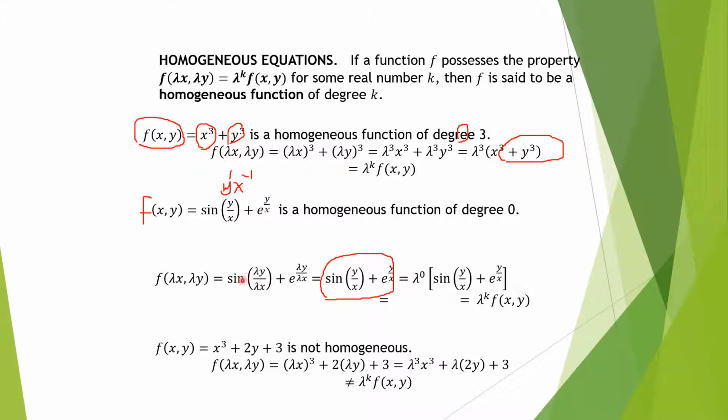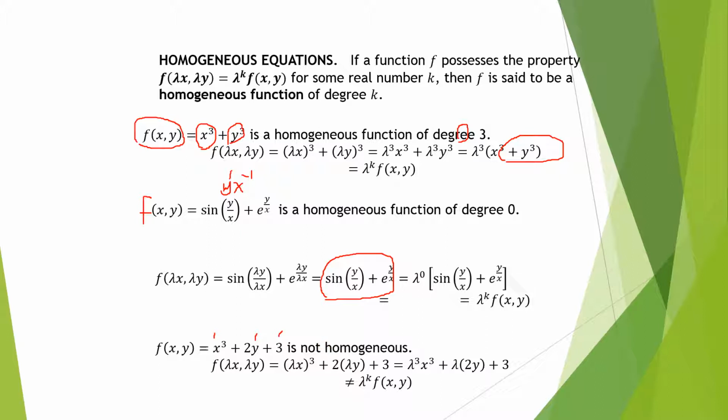Now what about this one? What's the degree of x cubed? The degree of x cubed is just 3 here. The degree of 2y is just 1. The degree of 3 is just 0. So the degrees are 3, then 1, and then 0. Therefore, they are not the same, and therefore f(x, y) is not homogeneous.